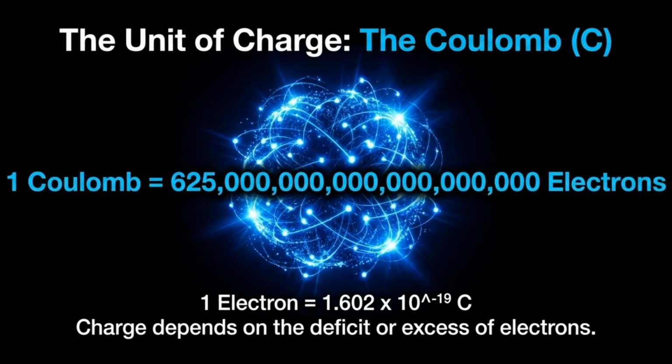The unit of electric charge is the coulomb, C. 1 coulomb is equivalent to 6.25 quintillion electrons. The charge depends on the deficit or excess of electrons.